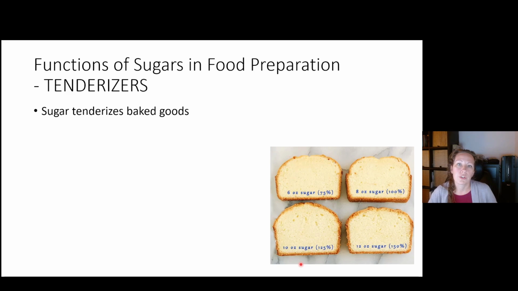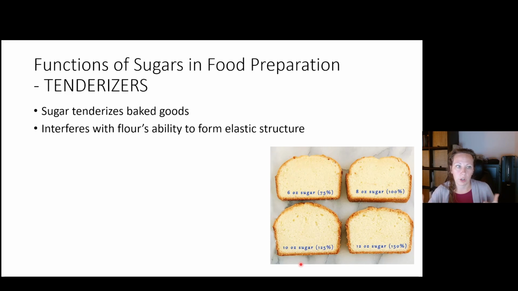And adding more sugar to a recipe results in the proteins in the flour and the eggs forming weaker bonds. And this creates a more tender, softer crumb to a cake. The batter will pour more easily and you'll have a greater rise. And so essentially more sugar interferes with the flour's ability to form an elastic structure.